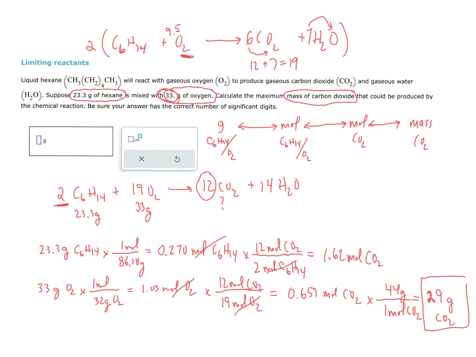Again, your problem might be slightly different. It's the steps. Mass to moles using the molar mass, and then moles to moles using the mole ratio from the balanced chemical equation. And then once we're in moles, we can find our limiting reagent. And then once we identify our limiting reagent, we just carry forward with that number of moles because this is what limits the reaction. The reaction stops here at about 29 grams of carbon dioxide.